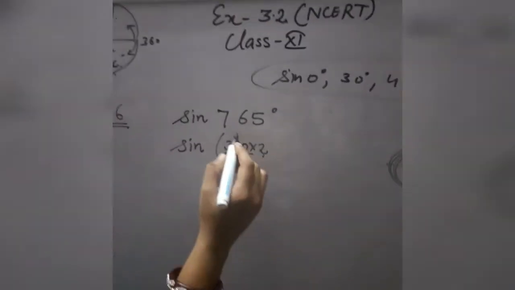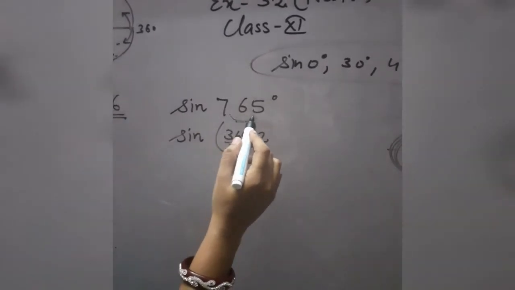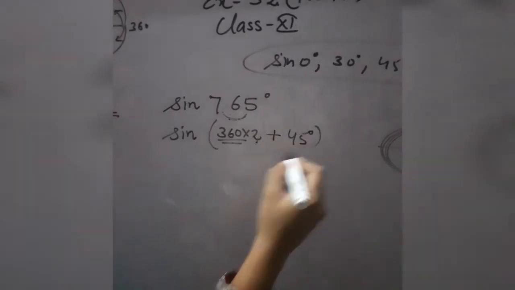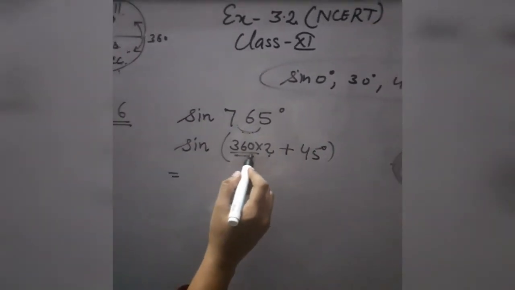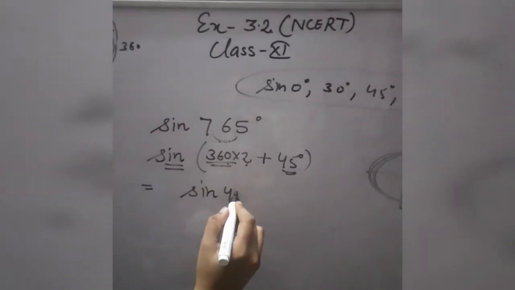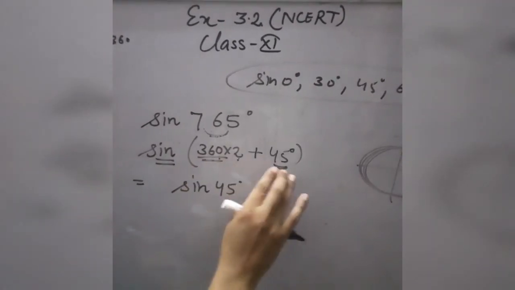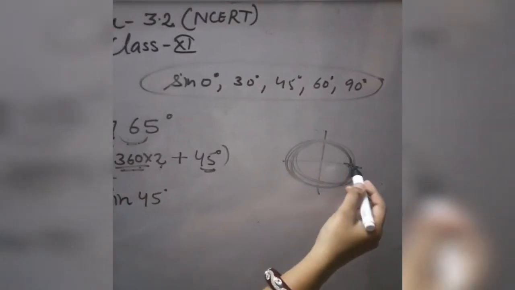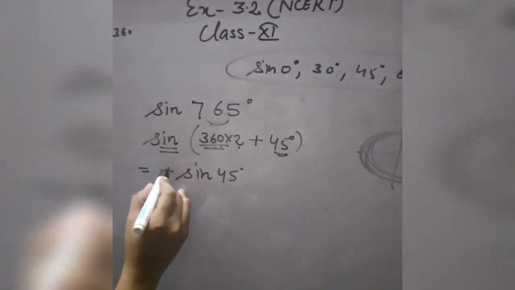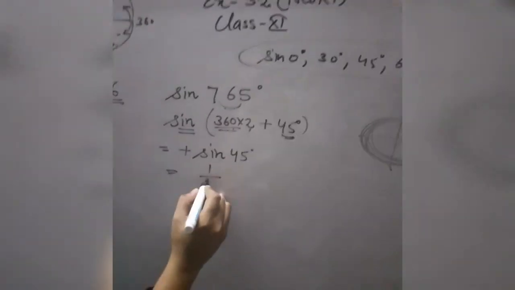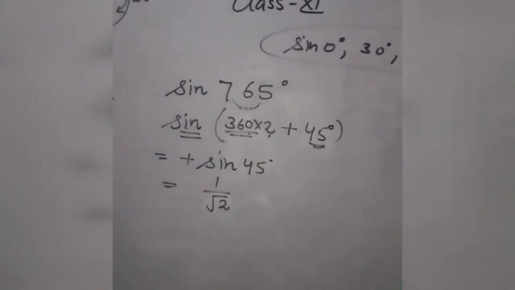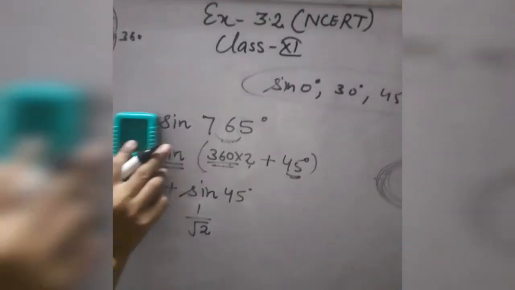So 360 into 2 becomes 720, but here the angle is 765, so it can be written as 720 plus 45 degrees. Now in case of 360, sine will remain as it is, sine. Angle theta is here 45, write down here sine 45. If 360 into 2 means 2 rounds, and after that you add 45, you reach the first quadrant, and in the first quadrant all are positive, so this sine 45 is also positive, and the value of sine 45 is 1 by root 2. So sine 765 gives you the value 1 by root 2. This is question number 6.